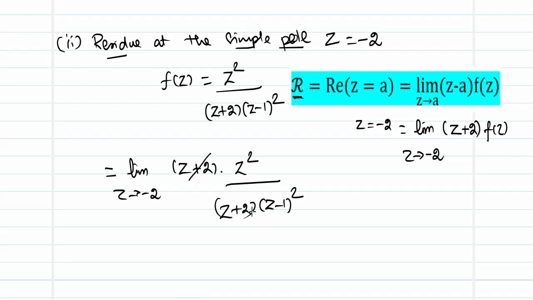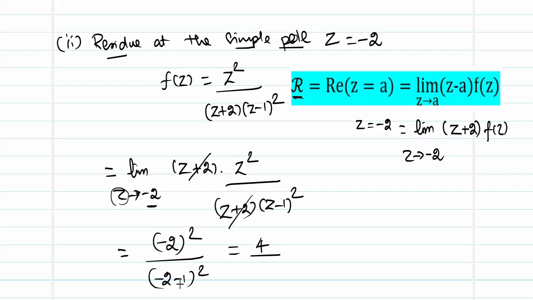Now we can see automatically the factor corresponding to the pole is removed from the function before applying the limit, so it is cancelled off by multiplying with the factor. Now we are ready to apply the value. So apply z moves to minus 2. Wherever I have z, I replace it with minus 2. So minus 2 the whole square divided by minus 2 minus 1 the whole square. Minus 2 the whole square makes it 4, divided by minus 2 minus 1 is minus 3, the whole square is 9. So we have the residue as 4 by 9.